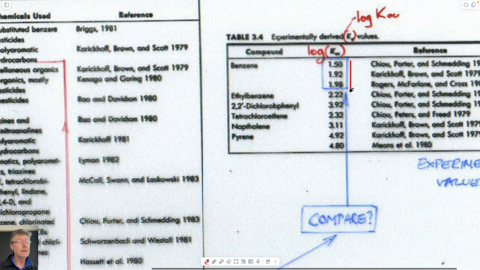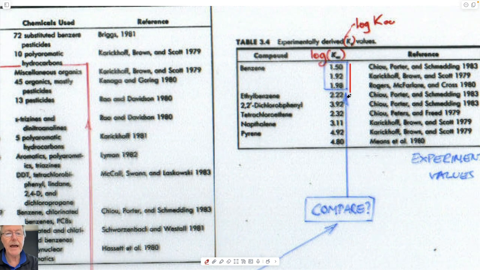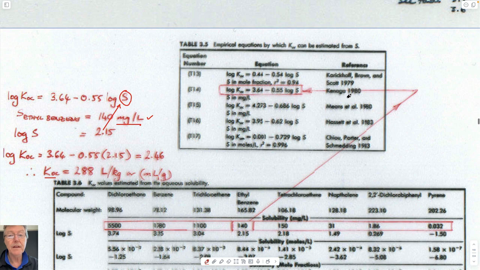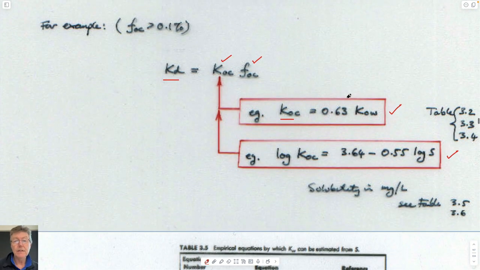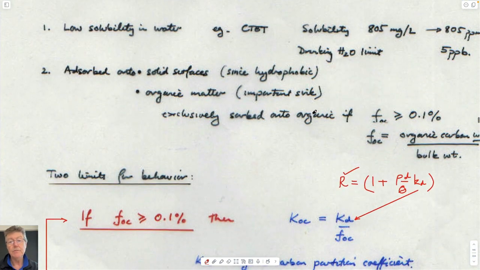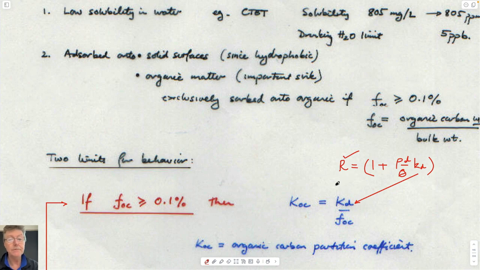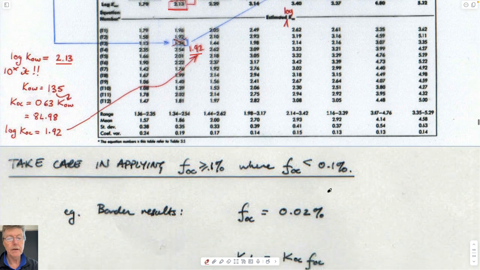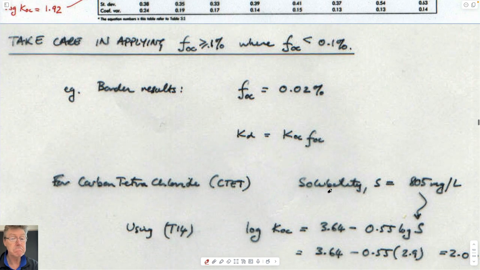So they're just empirical correlations. People have spent bench time in a lab measuring them and correlating them to be able to figure out what they are. If you have this magnitude, then again, it allows you to get the fraction of organic carbon. If you know the fraction of organic carbon, you get KD. Get KD, you have retardation. So nothing more than that. So that is one thing that we need to do.